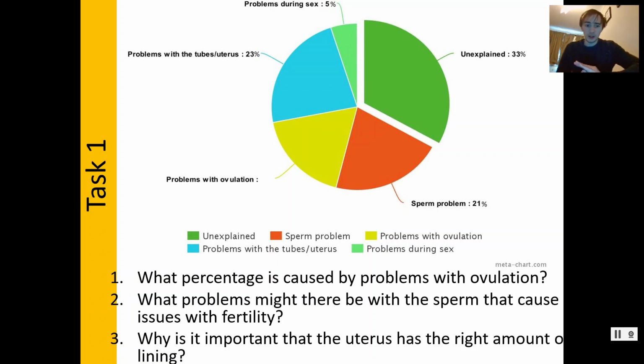Now, I would like you to have a look at those three questions there. I don't need you to draw the pie chart into your books. I don't actually need you to know the percentages at all, but you can definitely be asked this kind of question in an exam. I definitely want you to be able to think of some issues that might cause infertility if you were asked about them. So have a look at those three questions. Not too difficult, I would hope. Again, pause me and we'll go through the answers.